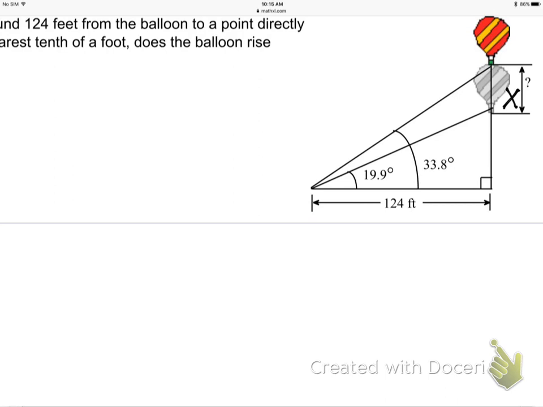So first, we're going to find y, using the 19.9, which is the angle for the bottom triangle. Then we'll find the entire height using the 33.8 for the whole triangle, and then subtract them, and the difference will be x, won't it? Does that make sense? Find the whole side, subtract the y, and you'll get x. That's the game plan.